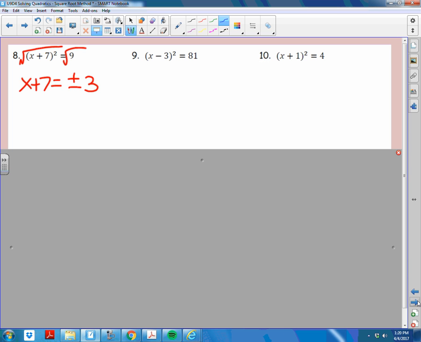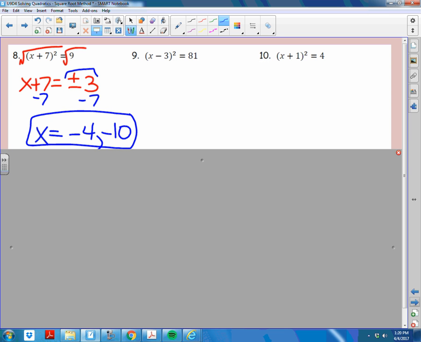Now, all we have to do to get the x by itself is do what to both sides? Subtract 7. Now, I want you to watch this. This is two different numbers. It's positive 3 and it's negative 3. So we have to account for both. What's positive 3 minus 7? It's negative 3 minus 7. Those are your answers. Those are your solutions. You have to consider both numbers. Try number 9 yourself.